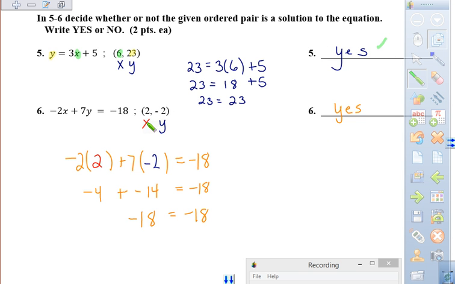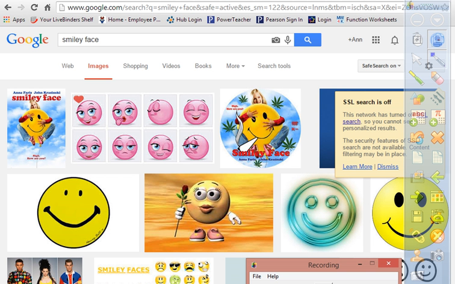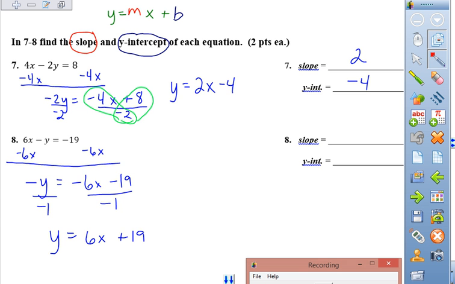Number 6. We're plugging the x in for x, and we're plugging the y in for y. So if we simplify, we get a negative 4 plus a negative 14, which is negative 18. Those two numbers are the same, so yes, they are a solution to the equation. Please draw some sort of smiley face at the bottom of your paper.